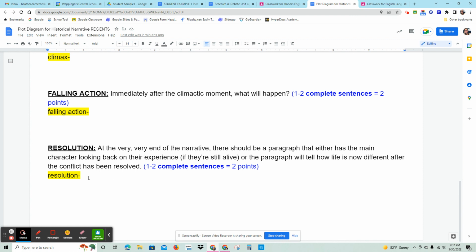So remember, the resolution quite often will give us some indication that time has passed. It might say something like 6 months later or 1 year later and give us a little insight into the future and how the characters have moved on since then. So give that some thought and write 1 to 2 complete sentences about the resolution.